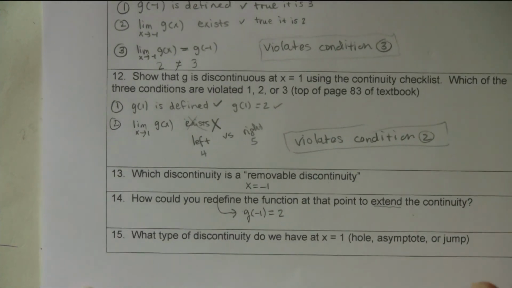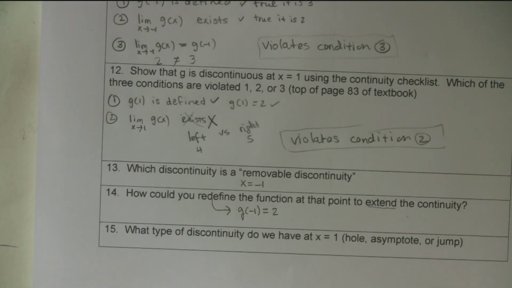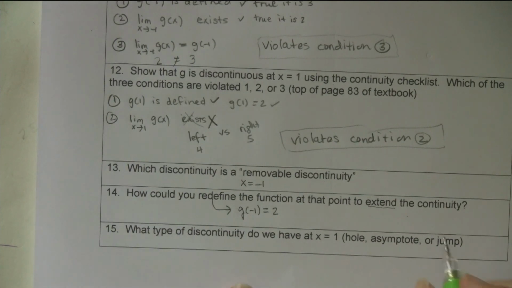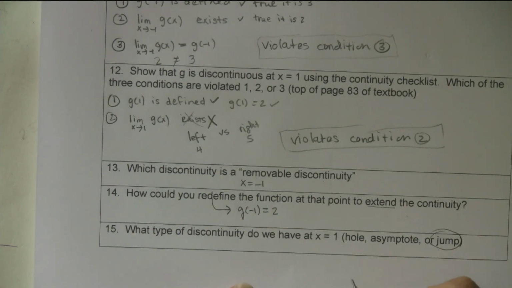What type of discontinuity do we have at x equals 1? We've talked about it before, it's a jump.